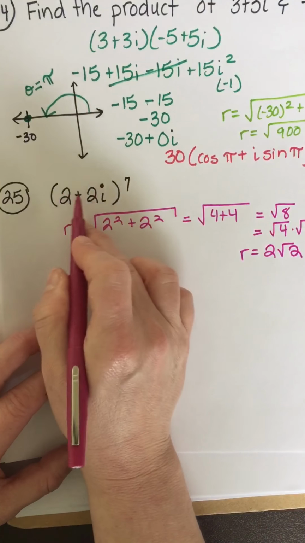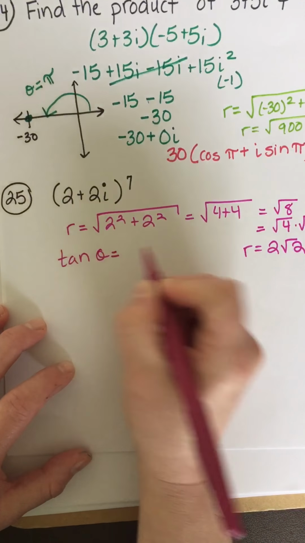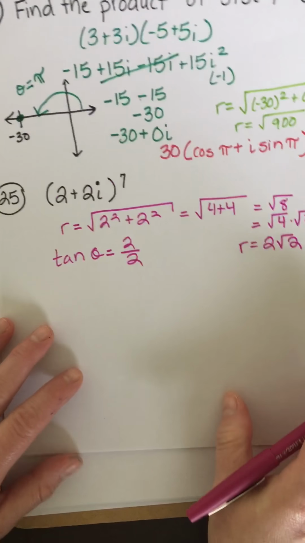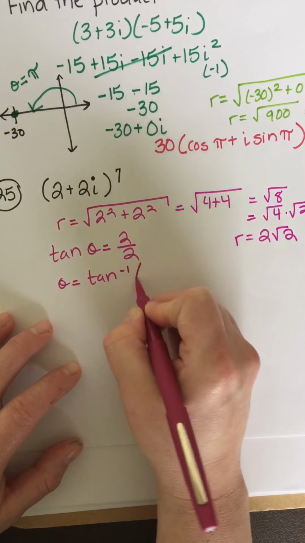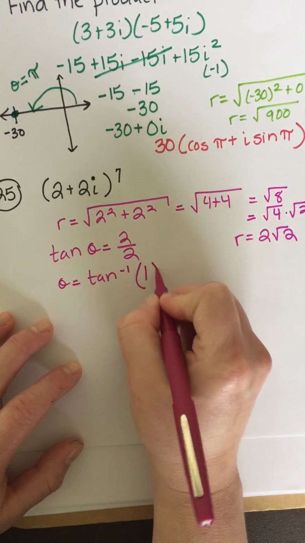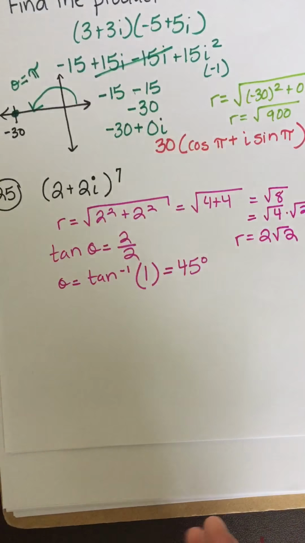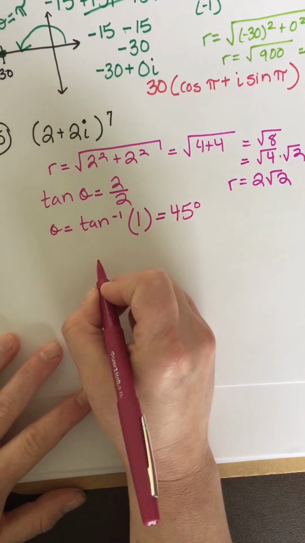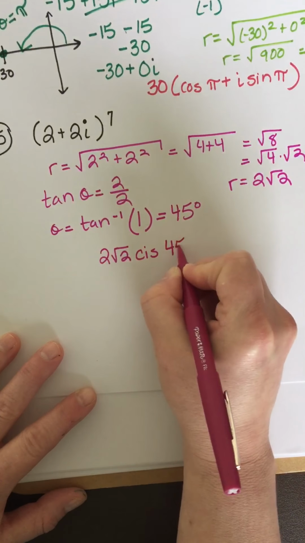Now this is in quadrant 1, so we can just say the tangent of theta will be 2 over 2. We went over 2, up 2, so that's our whole angle. So theta will be the tan inverse of 2 divided by 2, which is just 1. And the tan inverse of 1 is 45 degrees. Again, just be careful with whether they want degrees or radians. So that gives us in polar form 2 square root of 2 cis 45 degrees.